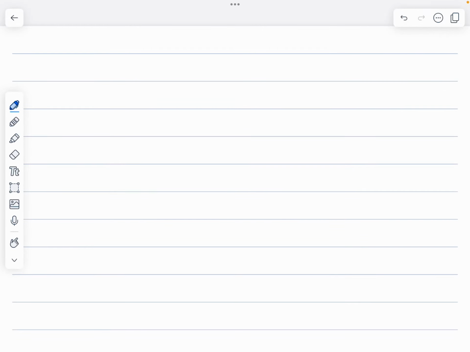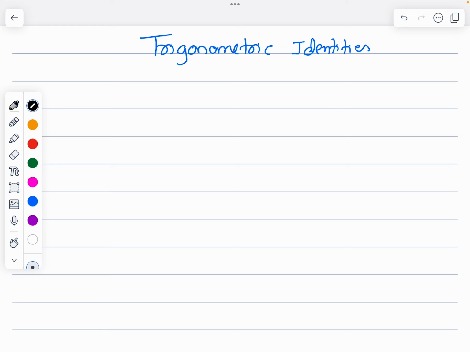This is a video based upon trigonometric identities. So, some proofs based upon trigonometric identities. Before starting, we need to know the identities. What are the identities? Sin square theta plus cos square theta equals 1.